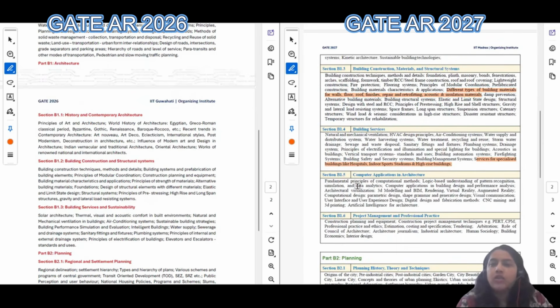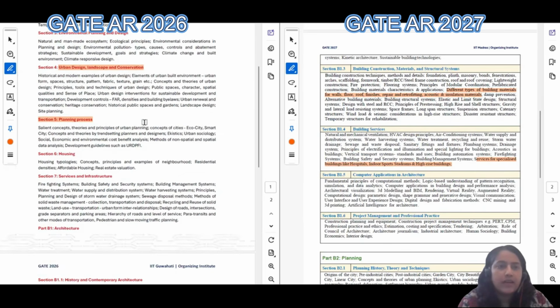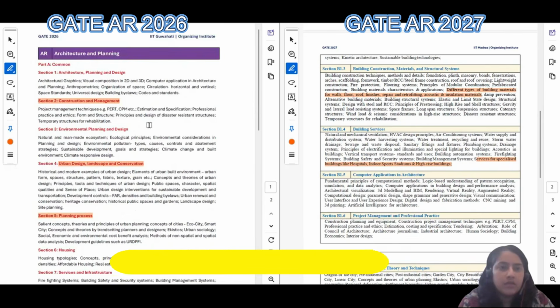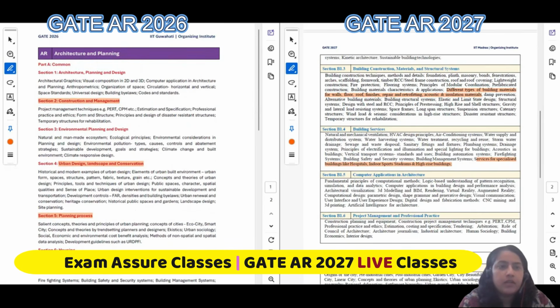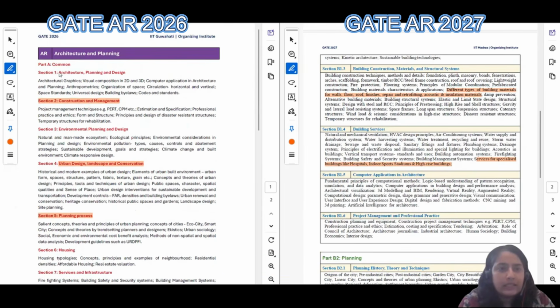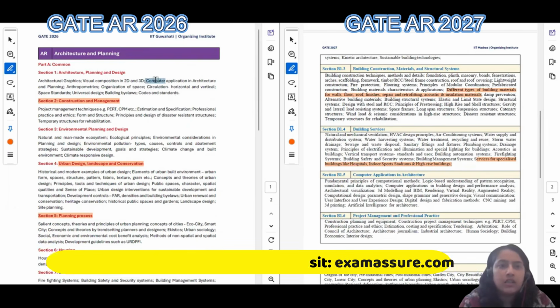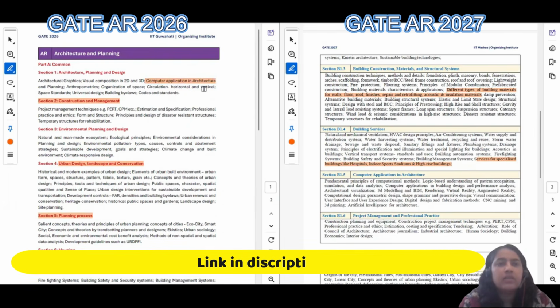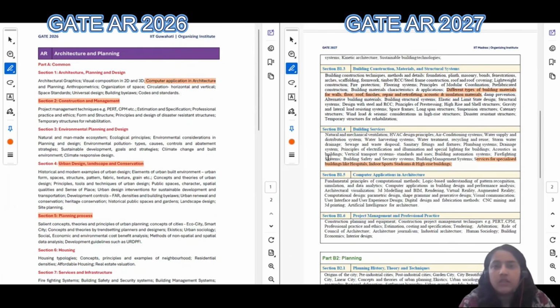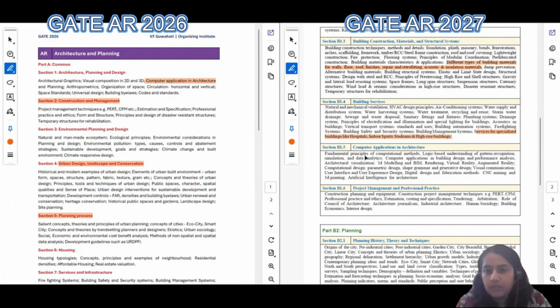Next is your computer applications in architecture. Now, if you go back to the previous syllabus of 2026, here you will not see computer application as a separate section. Only in section 1, you will just see computer application in architecture and planning as one sentence. But this now in 2027 has been detailed out, made as a completely different section under your part B1 of architecture. So of course you have your basics like AutoCAD and all of that.